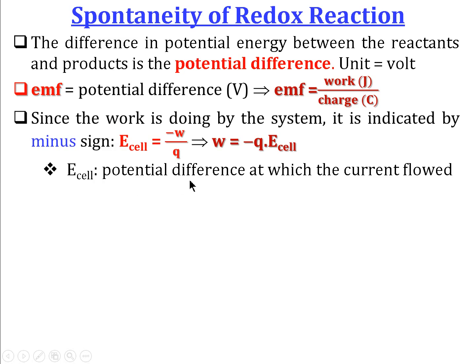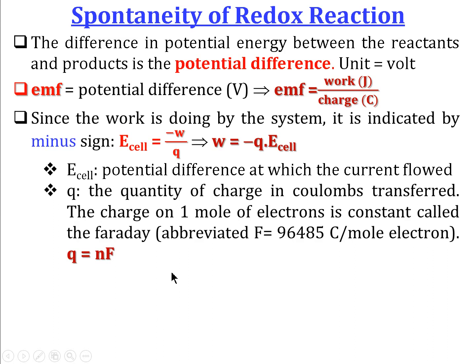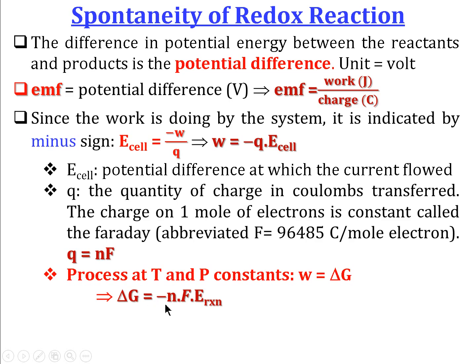So E of the cell or E of the reaction is the potential difference at which that current flowed. Q is the charge in coulombs transferred. The charge of 1 mole of electrons is constant and called the Faraday, noted F, which is equal to 96485 coulomb per mole of electron. So Q is equal to the number of electrons times the Faraday constant. Combining W equals minus Q E of the cell and Q equals nF, we obtain the relation delta G equals minus nF E of the reaction, and to note that at P and T constant, the W is equal to delta G. So now we have a relation between delta G and E of the reaction.